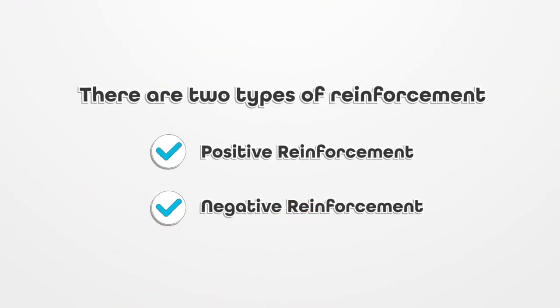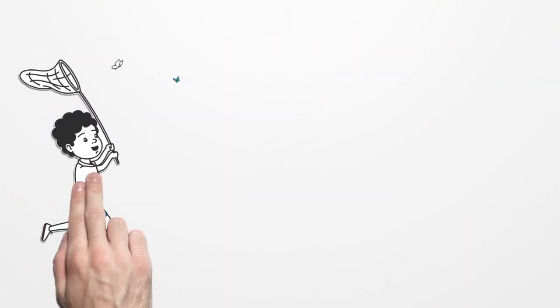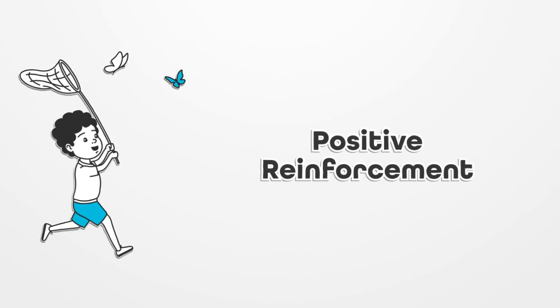There are two types of reinforcement: positive reinforcement and negative reinforcement. Let us understand the difference between the two in more detail. Positive reinforcement is the most effective method in changing behaviors and increasing the possibility of the child showing good behaviors in the future. Here, the positive reinforcement is added as a consequence.